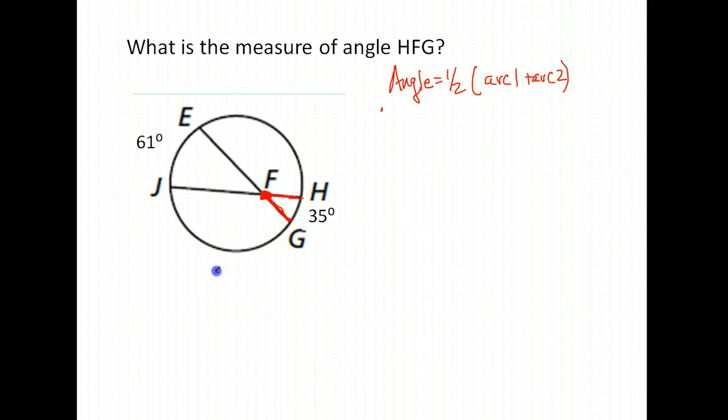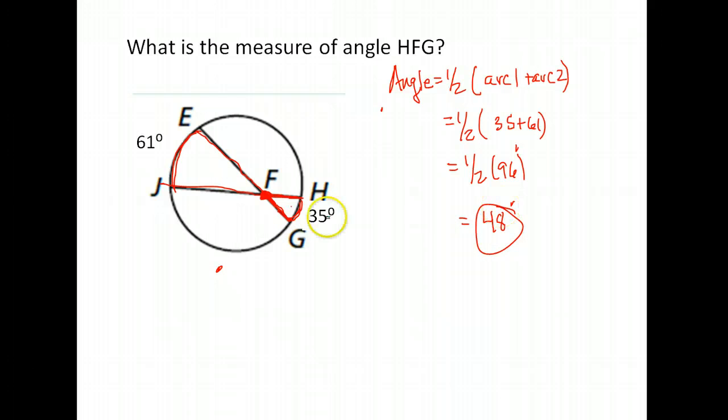Okay, so I take a look at that. What are my two arcs that are created? Well, there's a 35-degree arc here, and if we extend our sides over, we create a 61-degree arc on the other side. So we go ahead and put those in. It's going to be 1/2 of 35 plus 61. Go ahead and add 35 and 61 first, which gives us 96, and divide by 2. Half of 96 gives us 48. So our angle HFG would be 48 degrees.